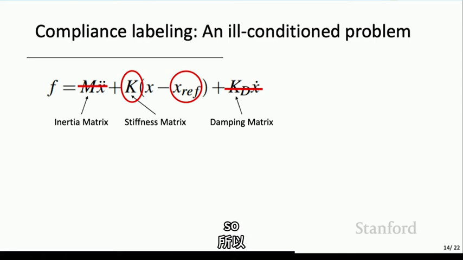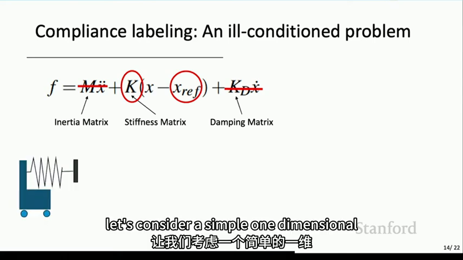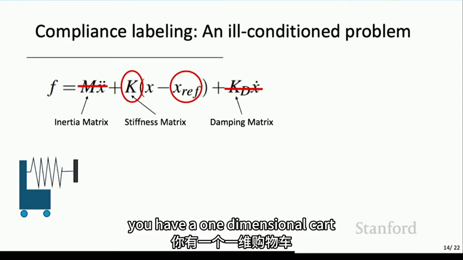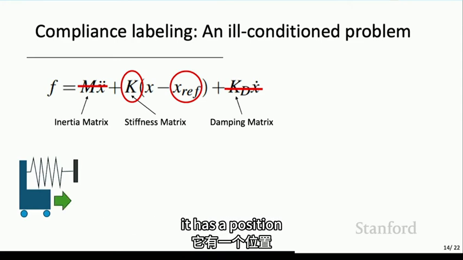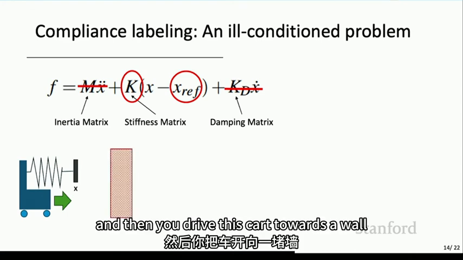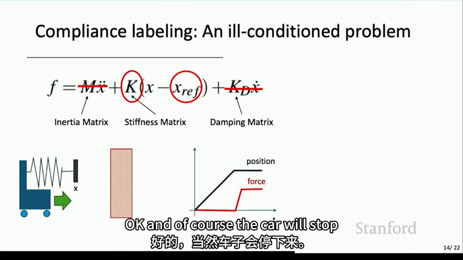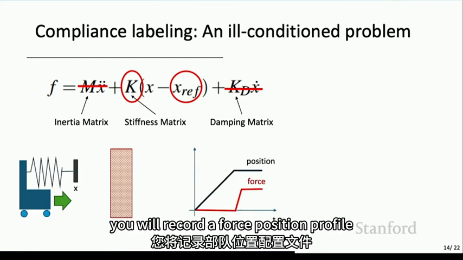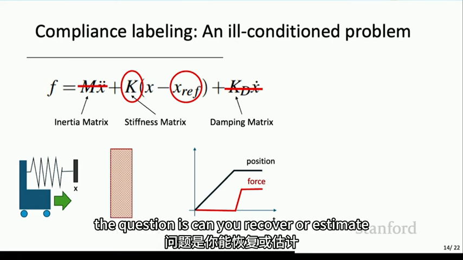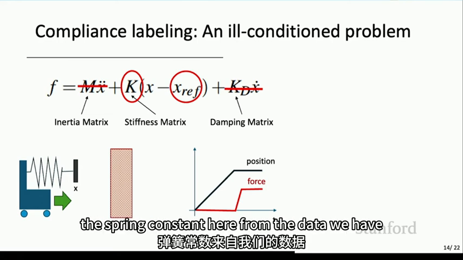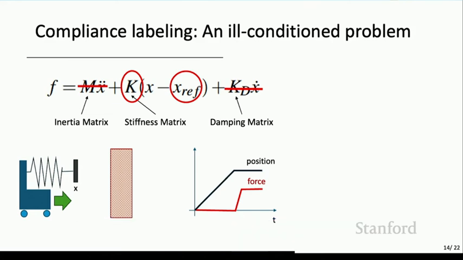Okay. So let's consider a simple one-dimensional manipulation problem. You have a one-dimensional cart. It has a position. It has some spring constant, and then you drive this cart towards a wall. Okay, and of course the cart will stop. You will record a force position profile. The question is, can you recover or estimate the spring constant here from the data we have?